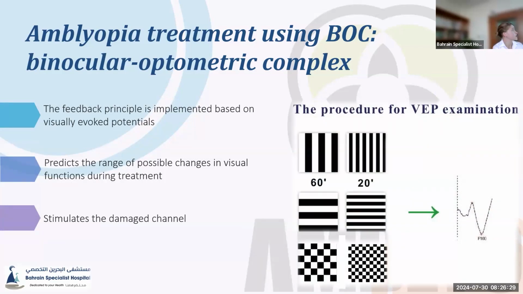The binocular optometric complex works by means of the biological feedback principle. It's implemented based on the visually evoked potentials, about which I told you previously. And we can predict the range of possible changes in visual functions during treatment because of this biological feedback. And also, we can stimulate the damaged channel. This is about meridional amblyopia.